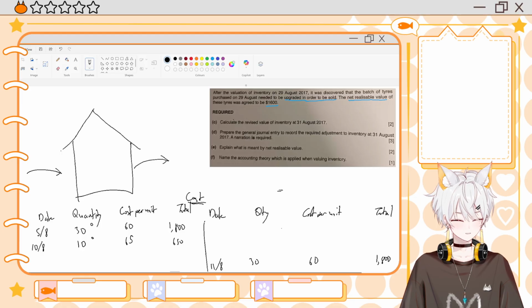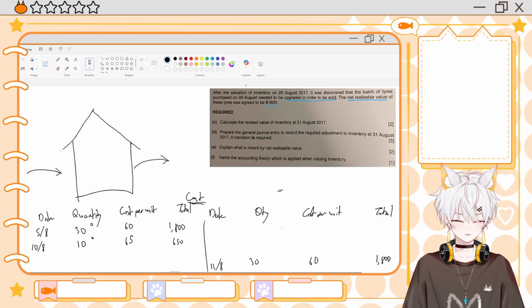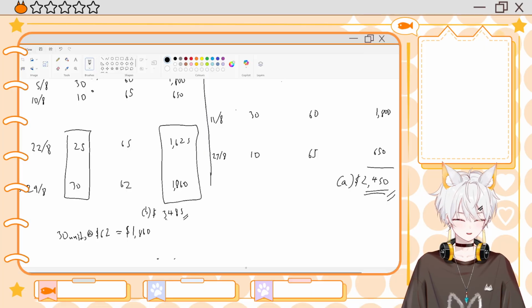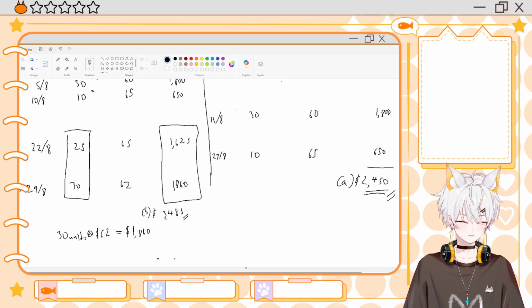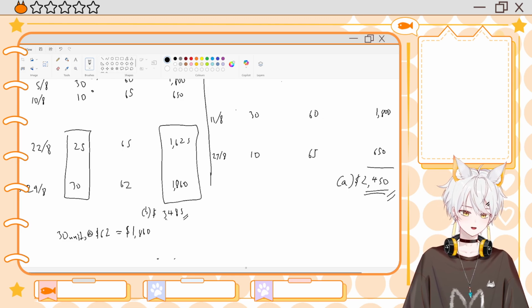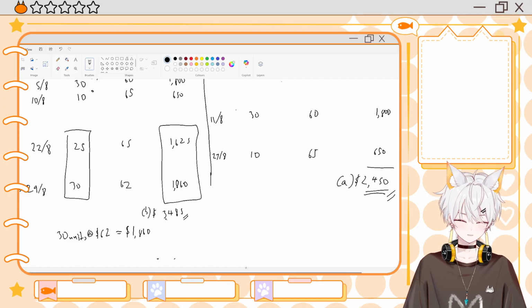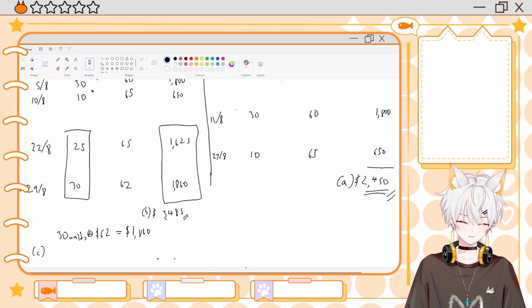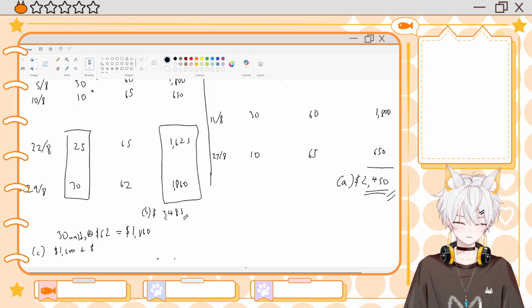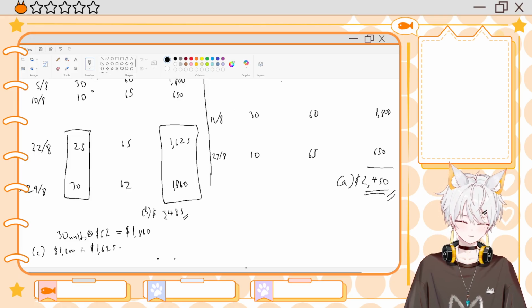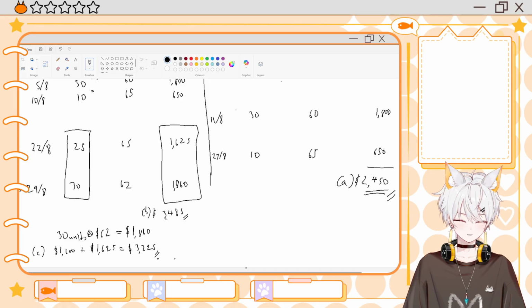So you calculate the revised value of inventory. There are two ways. Honestly, the easiest method would just be you take the 1600 plus anything else that was still in your warehouse. So what is that? There'll be 1600 plus 1625, which will be 3225. Then that's your answer for C.